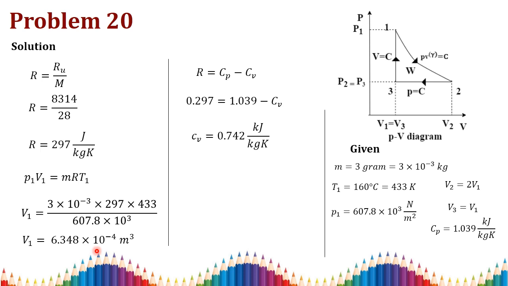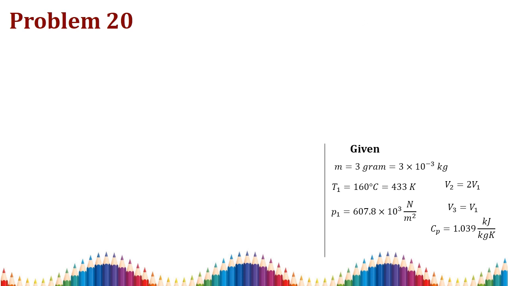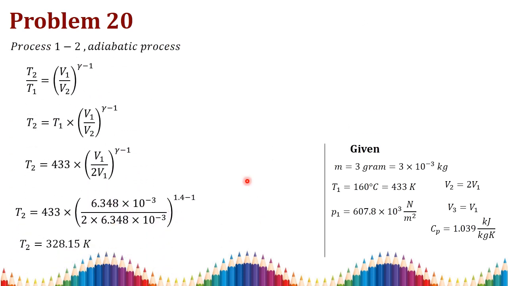Then R is equal to Cp minus Cv. We know R and Cp is given in the question, so you find Cv here. Since the 1 to 2 process is an adiabatic process, you need to find gamma. Gamma is Cp by Cv. You substitute Cp from the given data and Cv from this relation, and you will get gamma as 1.4. So consider process 1 to 2 as an adiabatic process. T2 by T1 is equal to V1 by V2 whole to the power of gamma minus 1. We know that V2 is 2 times V1. Substitute that, and you will get T2 as 328.15 Kelvin.